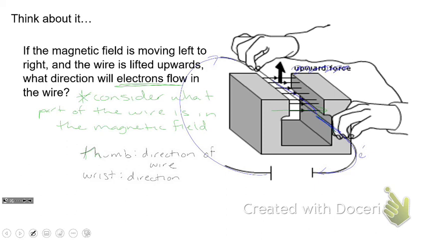Wait, do it how you were doing it though. Thumb is the direction of the wire. Yeah. Wrist is direction of magnetic field, and palm is direction of deflection. Okay? Wait, so then the thumb. Wait, why is the wire going up? Because it's getting lifted up. Yep. Yeah. Oh, okay. Yeah.